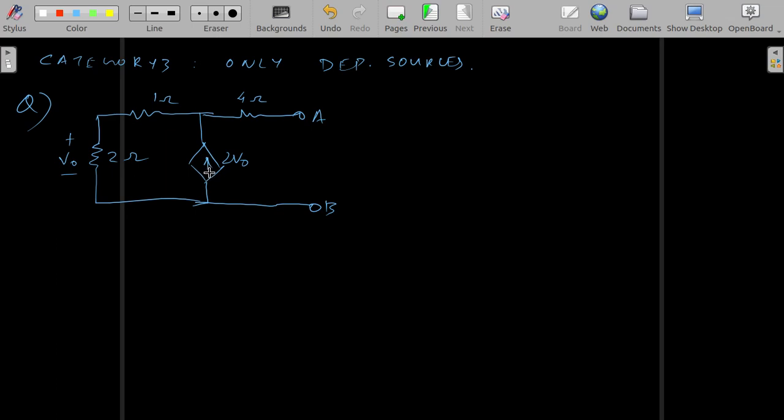So ultimately when you have a category 3 problem, your equivalent Thevenin or Norton circuit, either way, will be just the equivalent impedance or equivalent resistance across A and B. So whatever technique we use here, we can use to find the resistance or impedance between any 2 terminals having some dependent source. Okay, so here the question is to find the Thevenin and Norton equivalent.